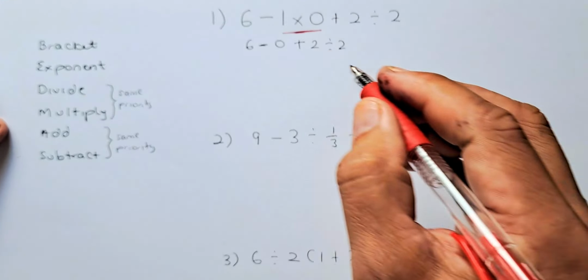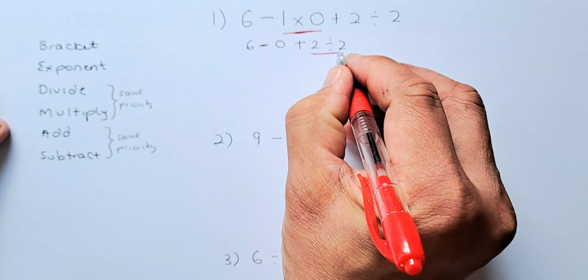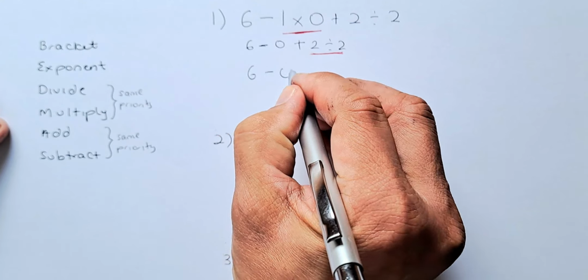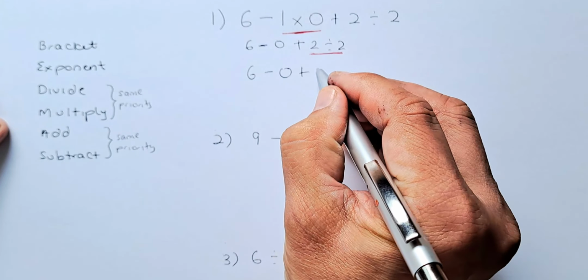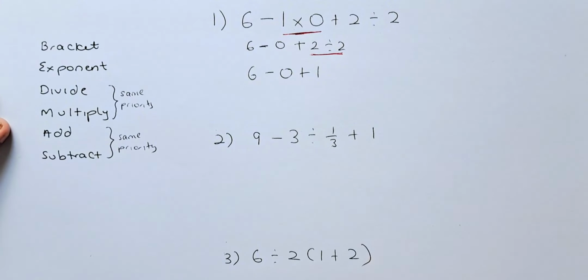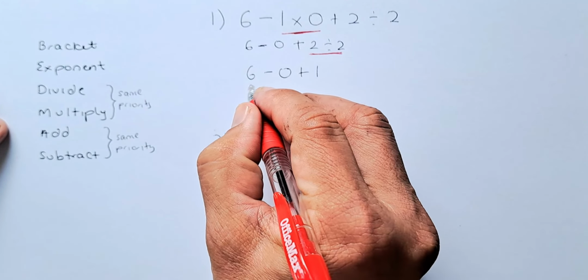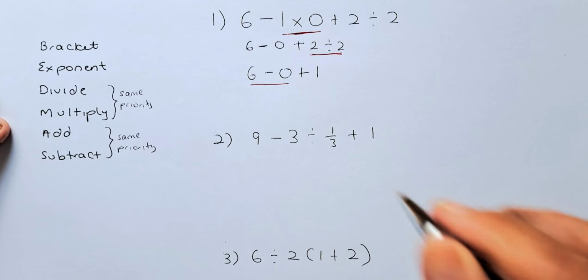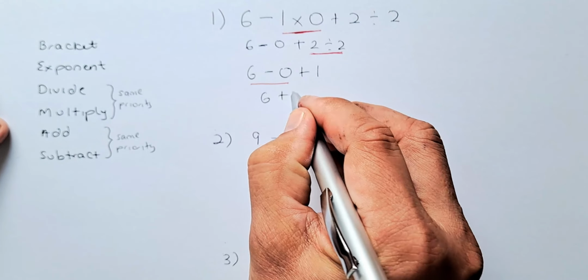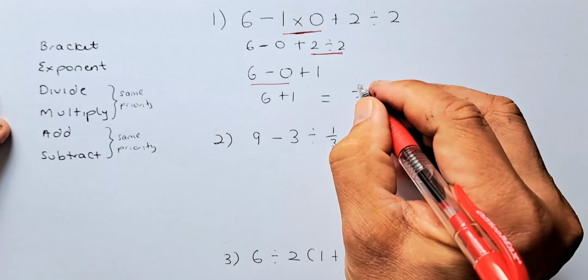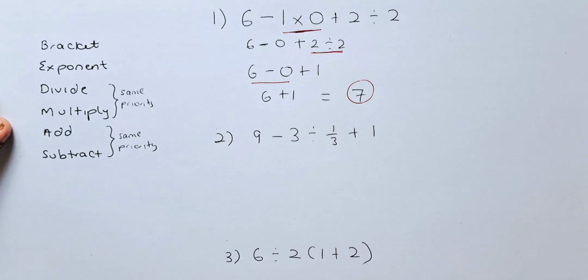Next step is the division. So we're going to divide these two numbers. So it's going to be 6 minus 0 plus 2 divided by 2 is going to be 1. And then we're going to do the minus and the plus. So minus comes first, so we're going to do this one first. It's going to be 6 plus 1. And the answer is going to be 7. Okay. You got what I got?